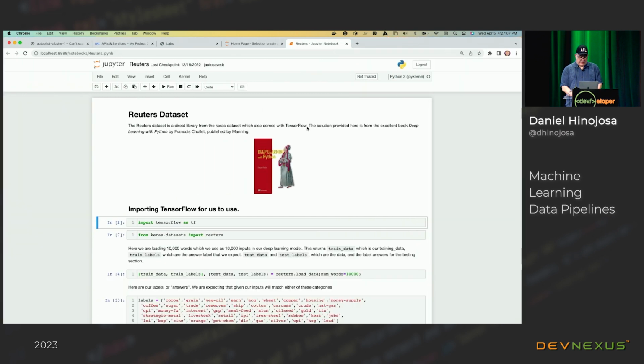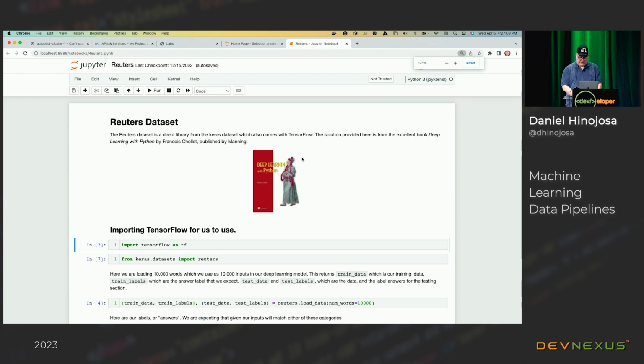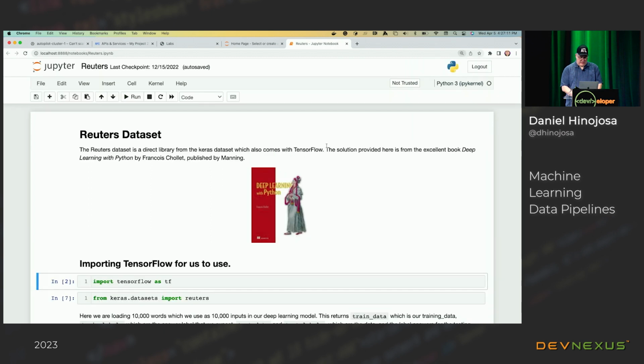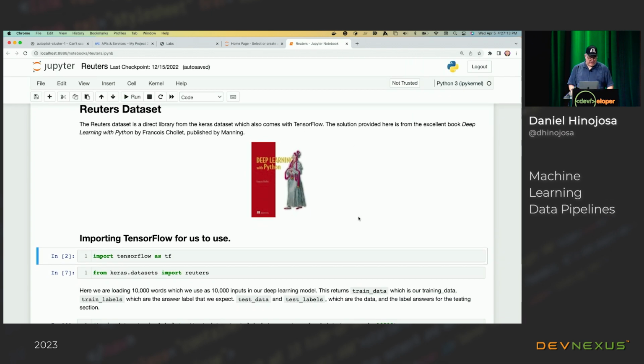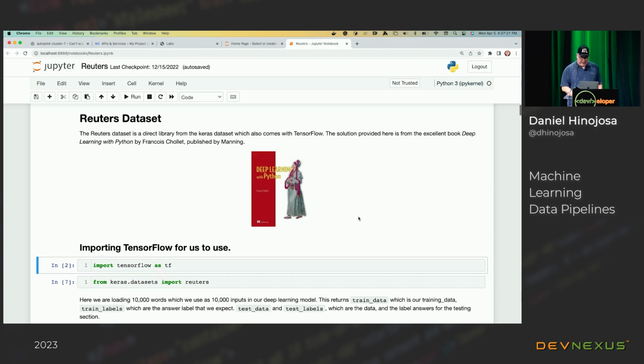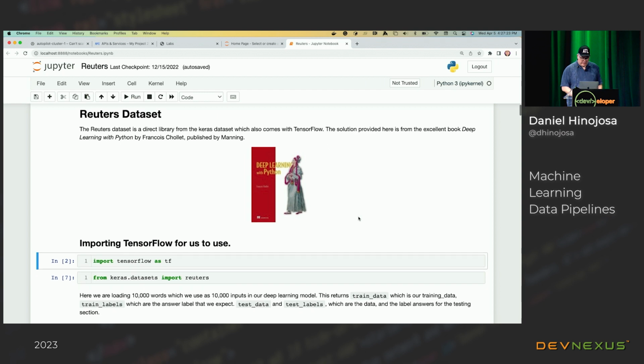I'm going to come in over here, and what I'm going to show you is this particular Reuters data set. So this is the Reuters data set. I took this one from a very excellent book called Deep Learning with Python by Francois Chollet. A very excellent book. I like that one a lot.